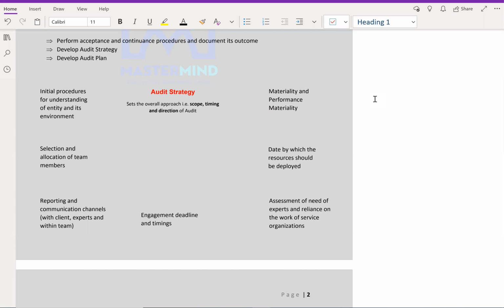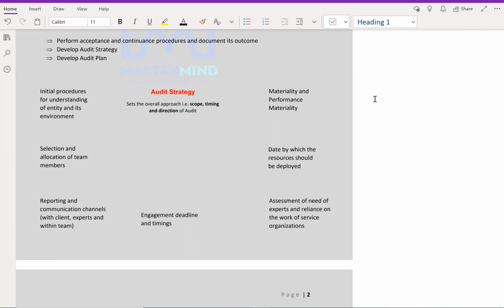Okay, how will you communicate with an expert? For example, let's say you have studied IAS 40, investment property, right? If you want to perform a fair valuation of investment property, obviously you need an expert to do that. How will you communicate with that expert? Will that expert send you their report via the client, or will they send it to you directly? So all of these things need to be predetermined before you start the audit.